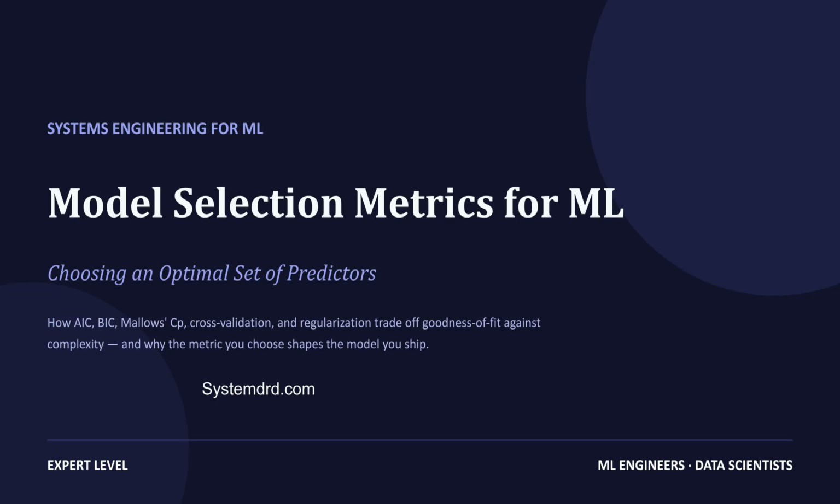Welcome, everyone. Today we're talking about model selection metrics for machine learning, specifically how to choose an optimal set of predictors. If you've ever built a regression model and wondered whether to keep that 15th feature, or watched your validation accuracy quietly diverge from your training accuracy, this talk is about the toolkit that answers that question. We'll cover AIC, BIC, Mallows' Cp, cross-validation, and regularization.